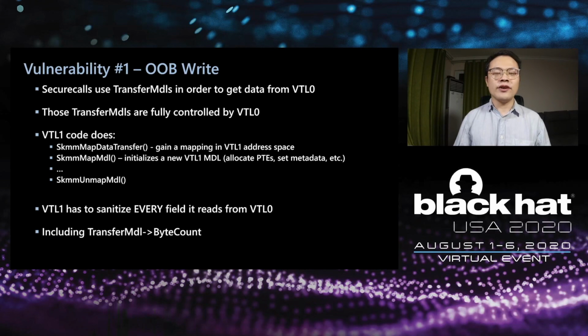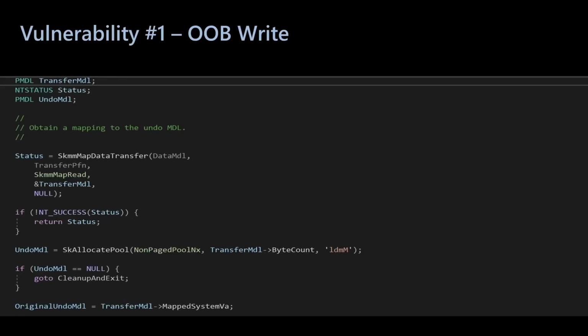Here in this vulnerable function in VTL1, it will first map the transfer MDL to VTL1 address space. It then constructs a new MDL and initializes it with the content stored in the transfer MDL. At last, it will unmap and clean up this MDL. The security guideline here is to sanitize every field it reads from VTL0, including the byte count field in the transfer MDL. This is where the first vulnerability is.